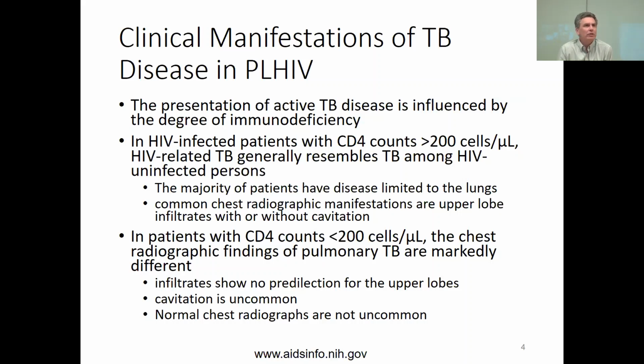But when you are dealing with patients with low CD4 counts, less than 200, there are some key differences. Chest X-ray findings, for example, can be very different. The infiltrates can be anywhere in the lung fields. It's actually uncommon to see cavitations in these patients because they lack the immune response necessary to develop these cavitations that surround the mycobacteria. And one can actually see completely normal chest X-rays.